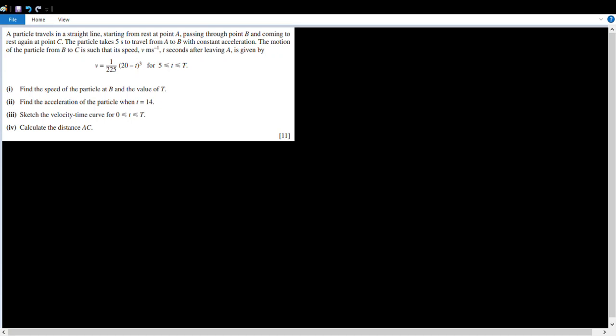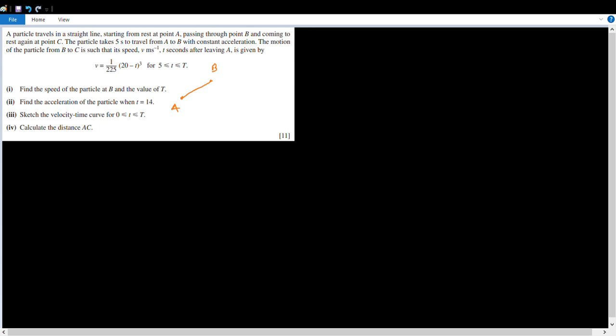So this is a question of topic kinematics. The question is: a particle travels in a straight line starting from rest at point A. Means a particle is at point A and it is starting from here and passing through point B. So there is some point here, B, and this particle is passing through it.